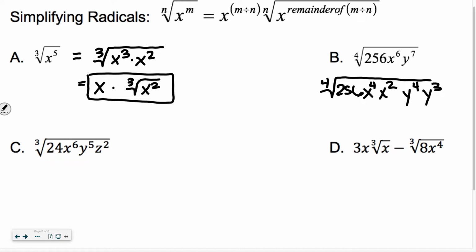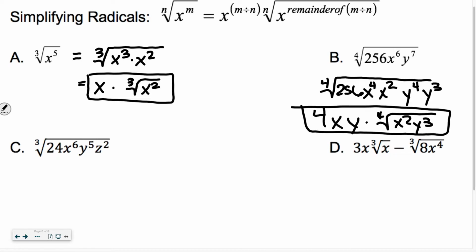And then you can go through and you can clean up all the ones that are perfect. So we said the fourth root of 256 was 4. The fourth root of x to the 4th is x. And the fourth root of y to the 4th is y. The x squared and the y cubes don't have enough to come out, so they got to stay underneath. So fourth root of x squared y cubed. Okay, now this leads me to my shortcut, because I don't want to write that down every time, but if you like to, you can.